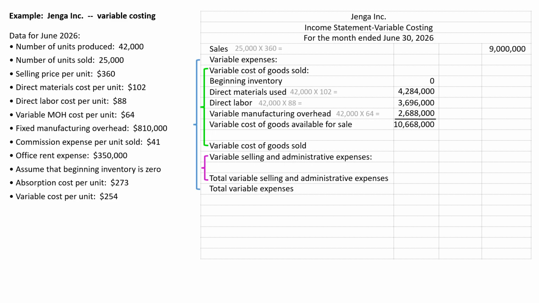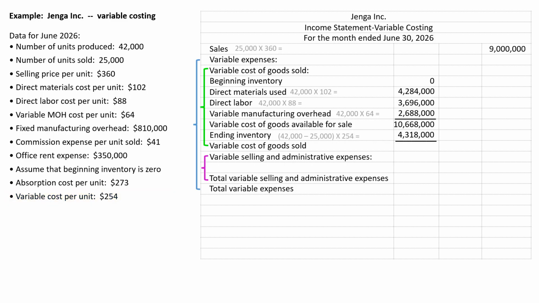Before we can subtract ending inventory, we need to calculate the amount. Start with figuring out how many units you have on hand at the end of the accounting period. You started with 0 units, produced 42,000 units, and sold 25,000. So we have 17,000 units left on hand. And each of the units cost us how much to produce? $254 each, since we're using variable costing. Our ending inventory cost is 17,000 units times $254 per unit, $4,318,000.